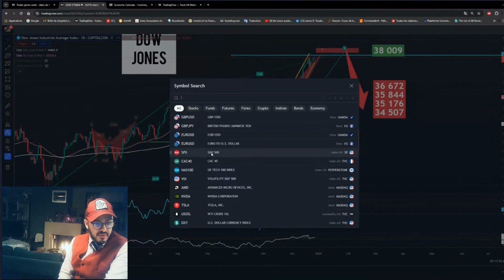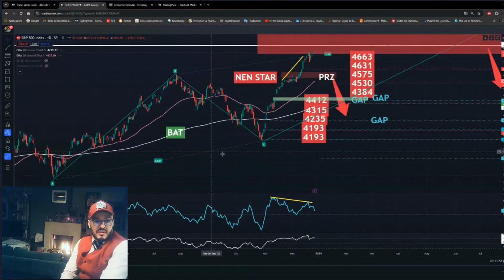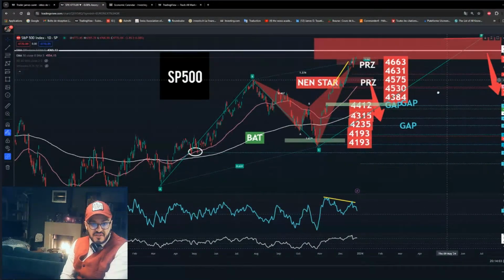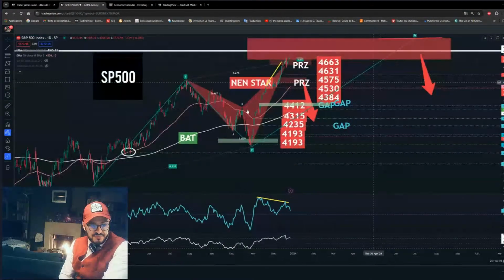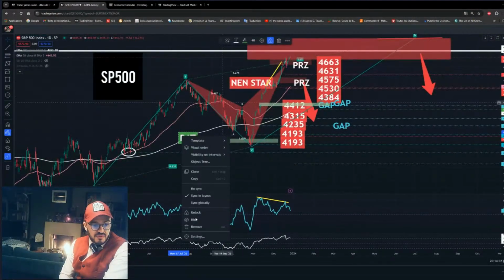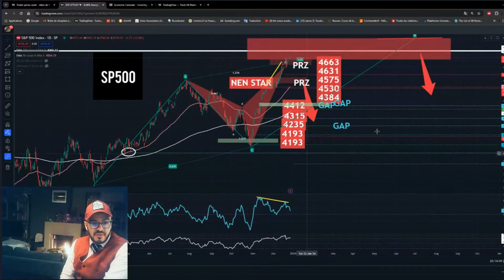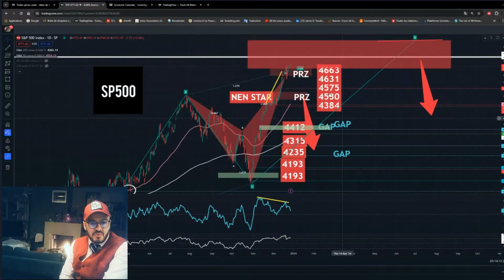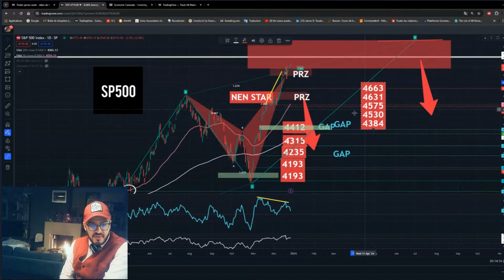Let's go on. S&P. Yes, S&P is fantastic. We have an N star. We are still on the N star. We had a bad before. I'm going to delete this to remove here. Okay. So don't forget that we have gaps also. So it's important to think about it.